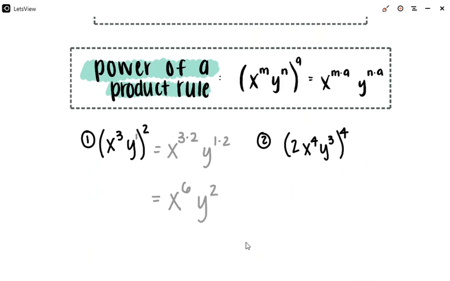All right? The biggest thing, make sure you are careful of distributing that exponent in. You're not actually using it like a normal exponent. You're using it like you're distributing it. All right? Another one. This time, we have so many things to distribute it to. All right?